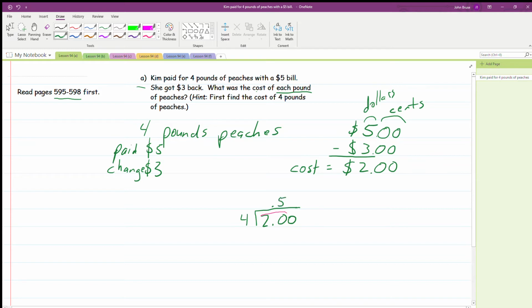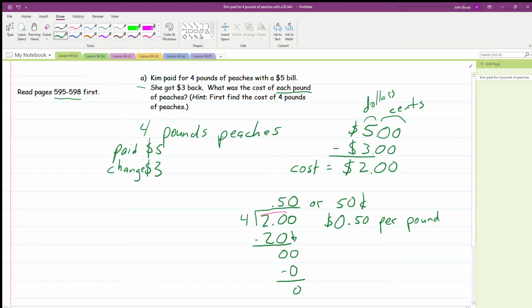5 times 4 is 20. We subtract 20 from 20 and it was 0. We bring down our 0, and 4 goes into 0 0 times, so 0 times 4 is 0. When we subtract, we end up with 0. So the cost was 0.50, or 50 cents. We could also write that as a dollar amount, so $0.50. So the cost of each pound of peaches was 50 cents per pound.